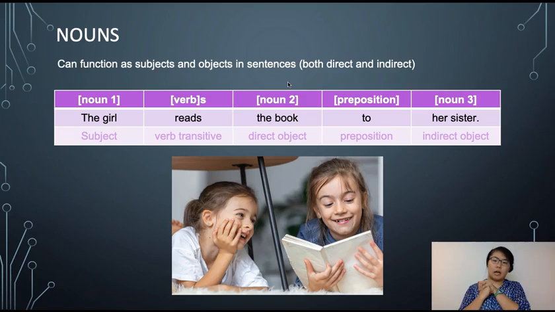To her sister. So this is her sister. Look at that smile. They're so cute. Let's see. So yeah, sorry. Sister is another concrete noun. She is being read to. She is receiving the action as the indirect object.